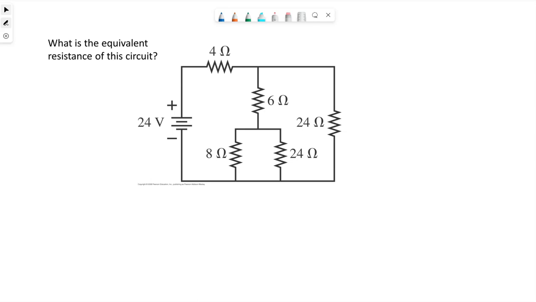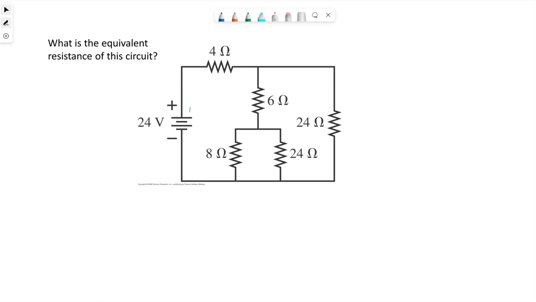We have an example problem here. It says, what is the equivalent resistance of this circuit? So this is a pretty involved circuit in terms of what we've been seeing, but we should be able to figure this out. So series and parallel all boils down to paths taken.